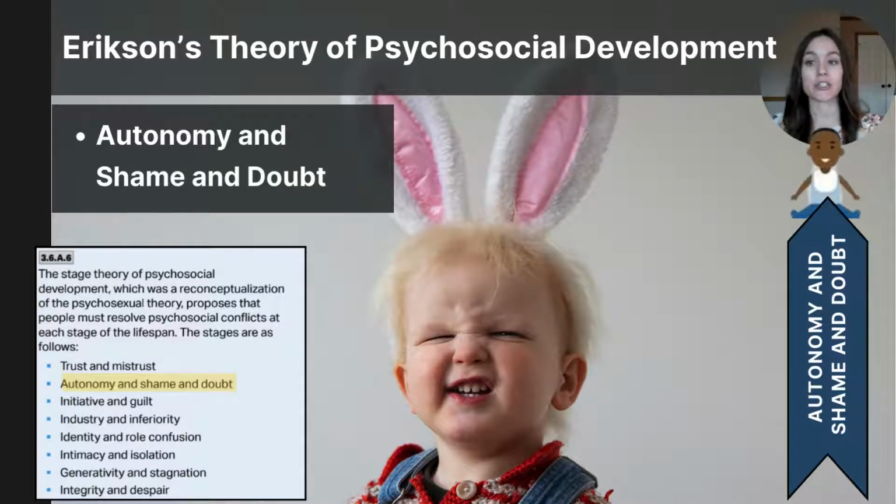The next stage happens between the ages of about 2 to 3 years old, and it is called autonomy versus shame and doubt. The conflict is whether the child is feeling a sense of independence or whether they are shamed for trying to be independent. Autonomy means your ability to make your own choices, to do things by yourself. And this conflict involves whether the child develops this sense of independence or feels shamed about their abilities to perform a task on their own.